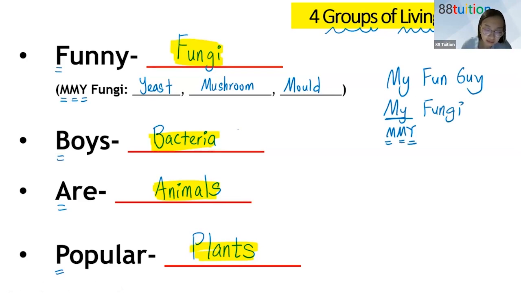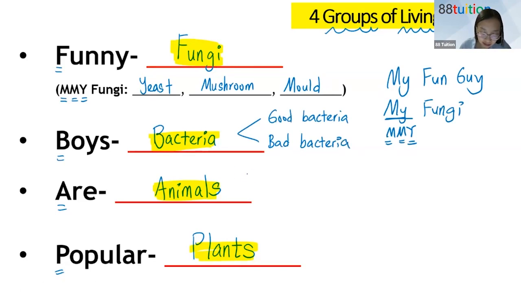Then make sure you know bacteria, there's good bacteria. Like Yakult and yogurt have good bacteria. There's also bad bacteria that causes food poisoning, diseases, and infection. So bacteria can be good, bacteria can be bad.